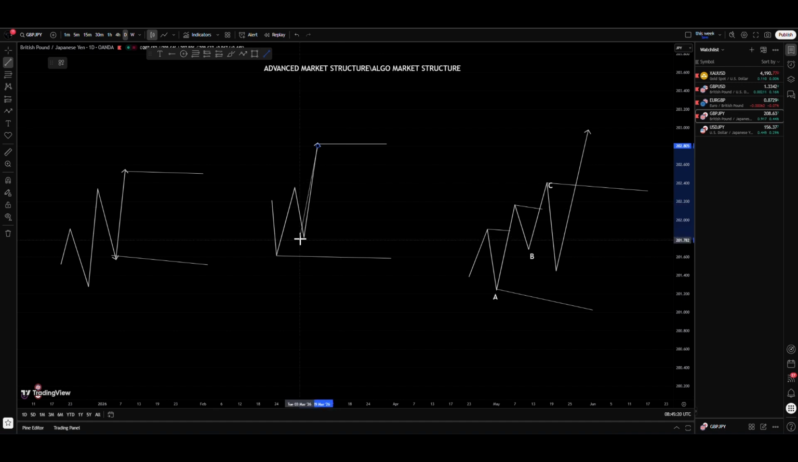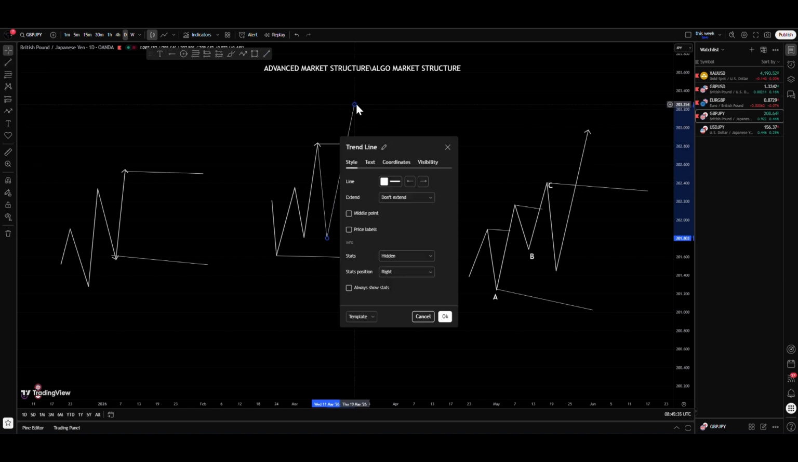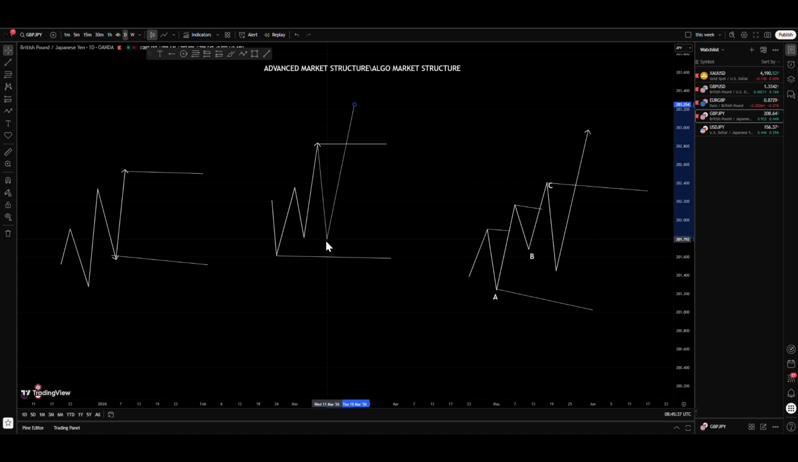It always takes out the B. Do not be in this trap, right? The B here takes out the B, then to the upside, minor structure continuations, then there's a new swing, right? There's a new swing. That's what I'm trying to let you all know.